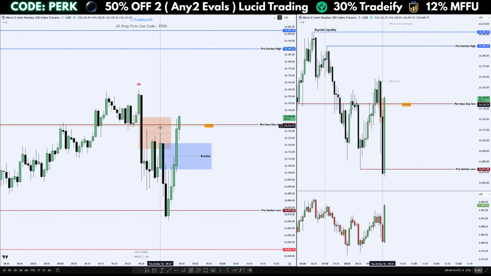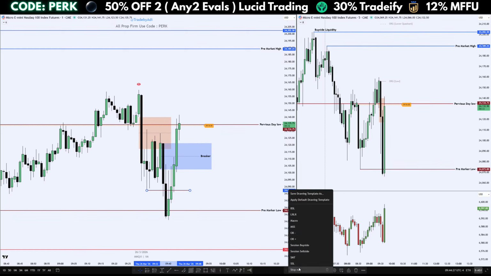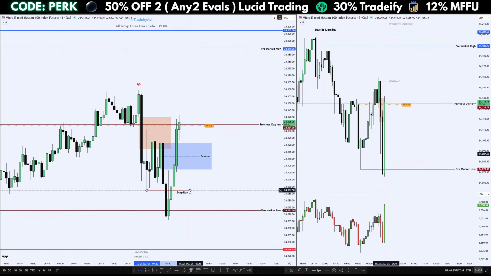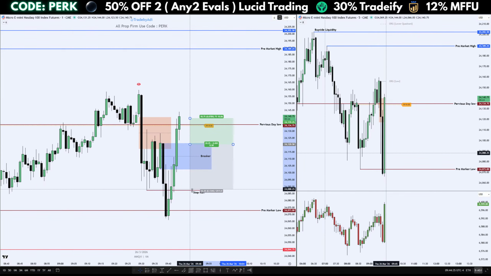So we have a market structure shift over here, and this is the stop run. We have it, and I'm going to long over here. My stop loss is going to be over here. My target, I will target this and then this, most likely this only.